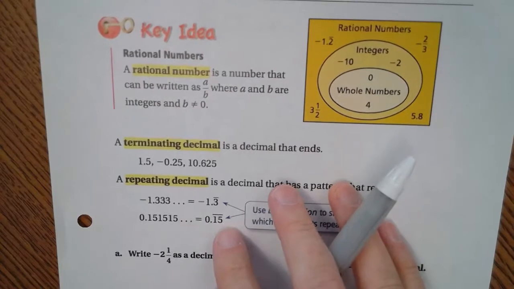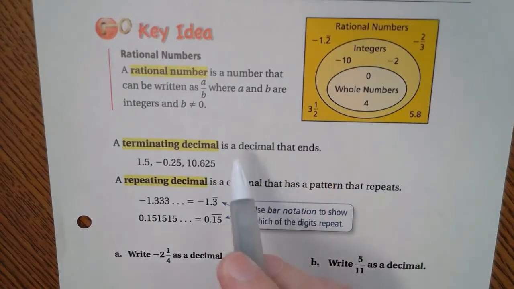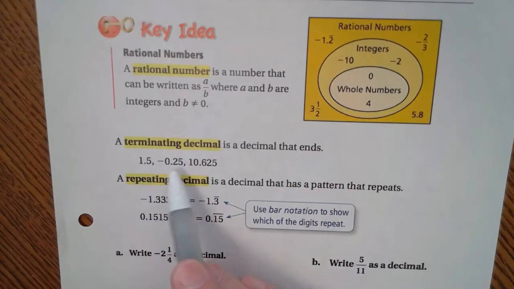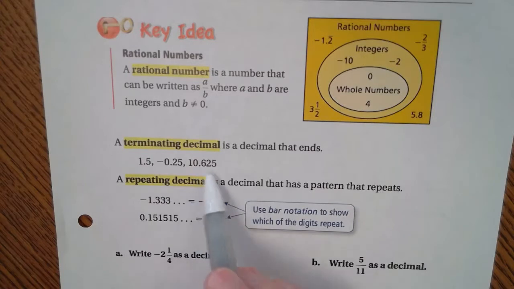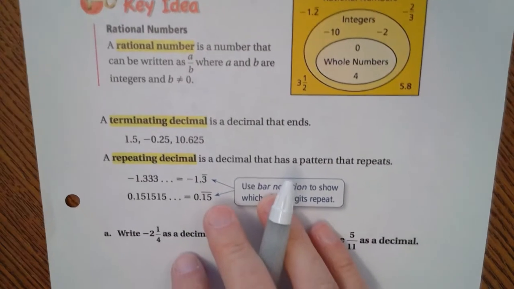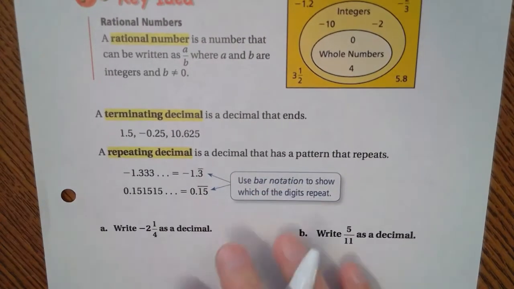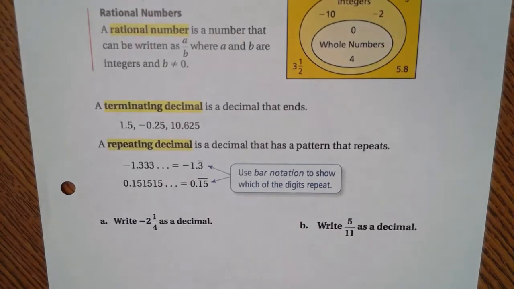Now, a terminating decimal is a decimal that ends. These are usually the decimals that you are used to: 1.5, negative 0.25, 10.625. A repeating decimal is a decimal that has a pattern that repeats and it will never end.